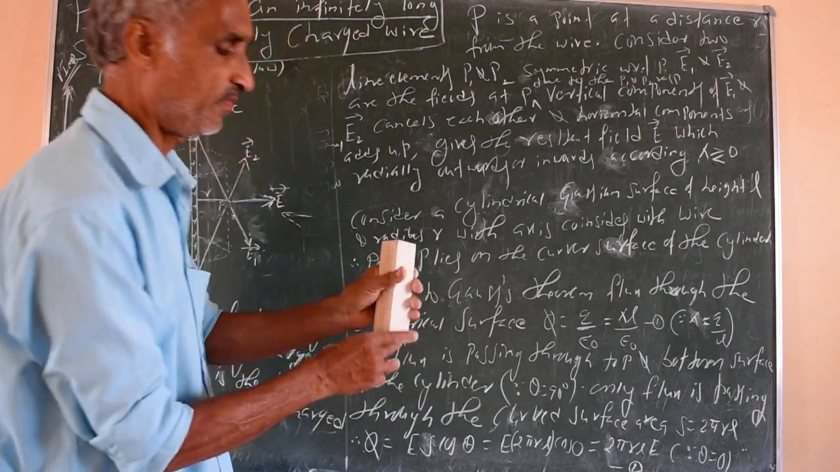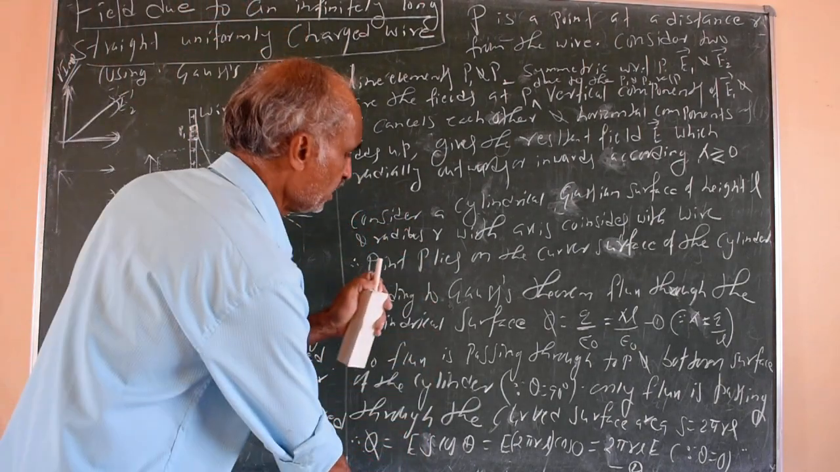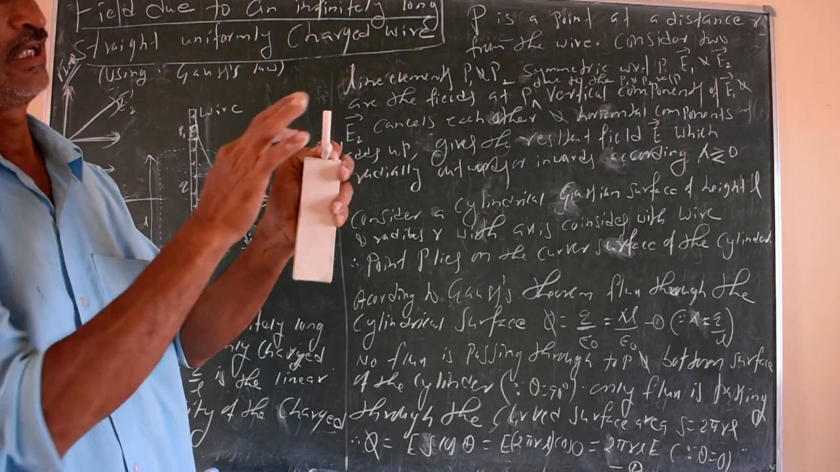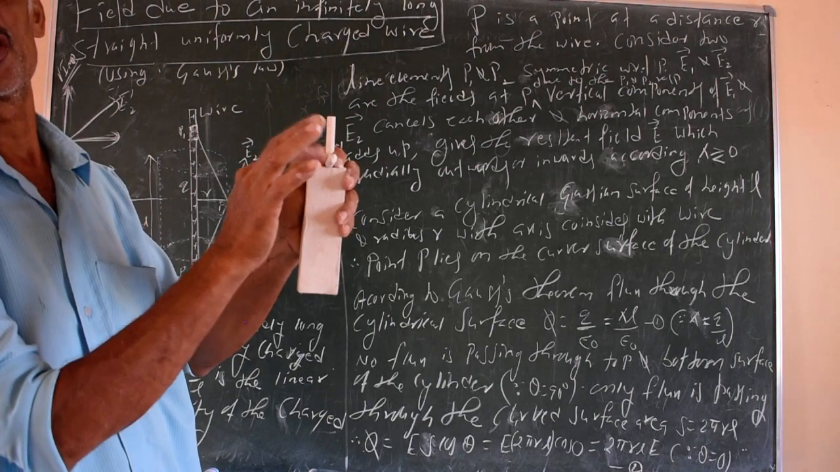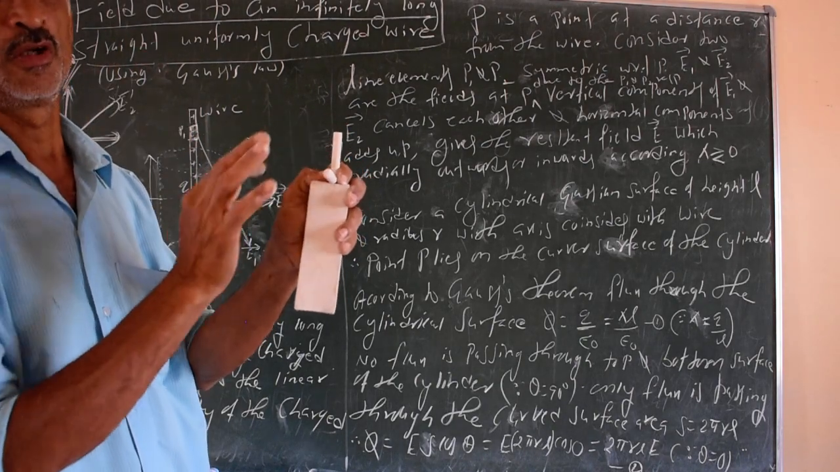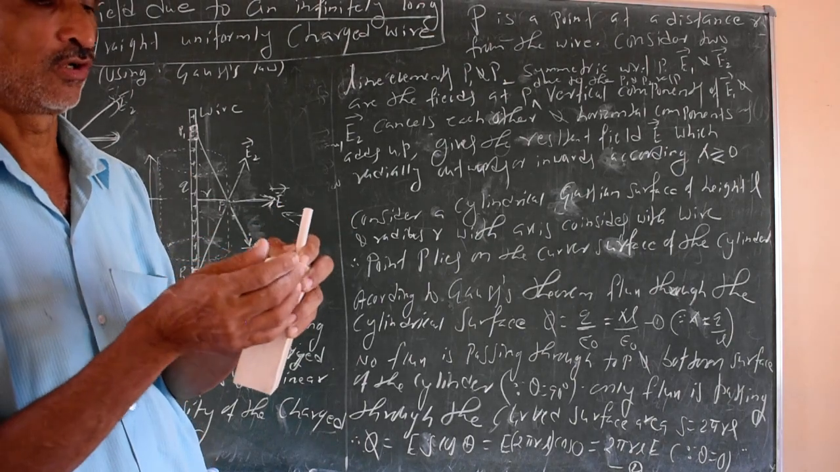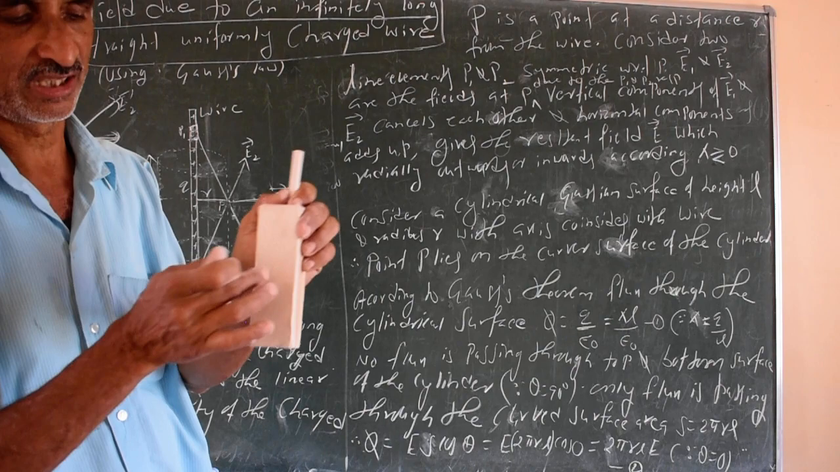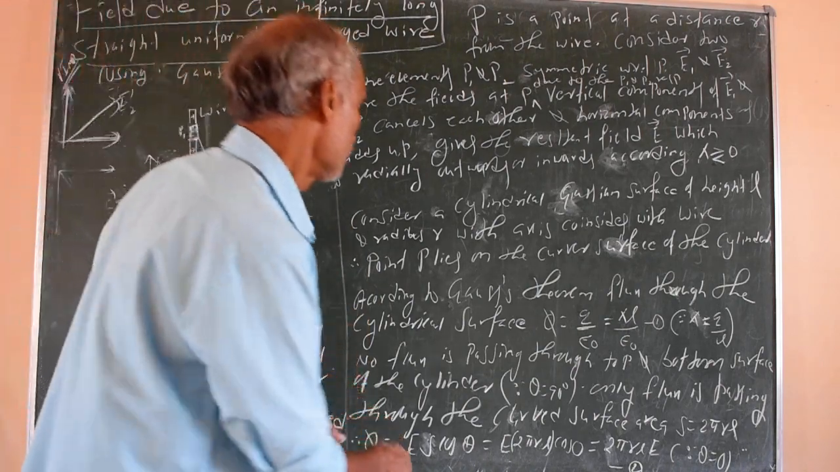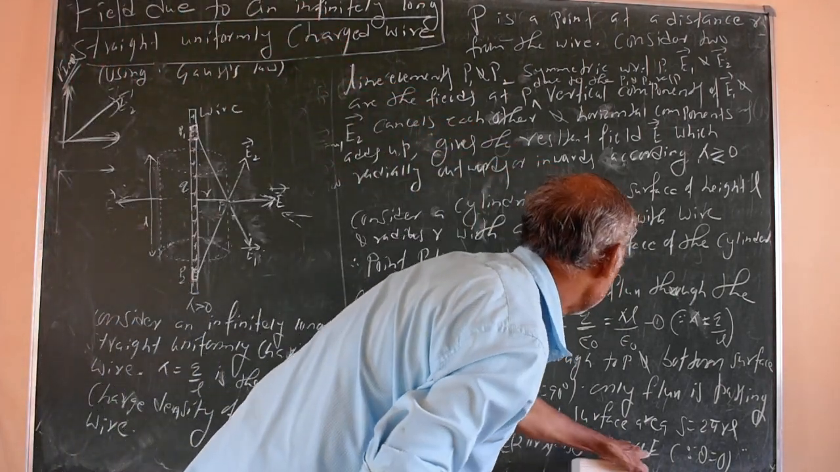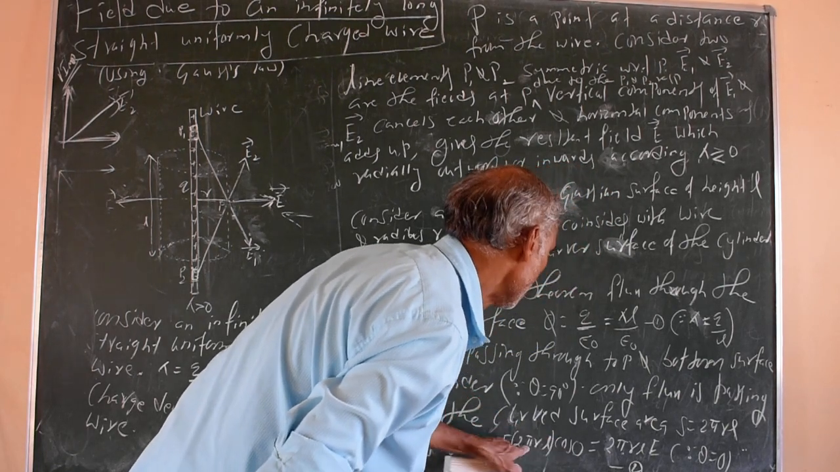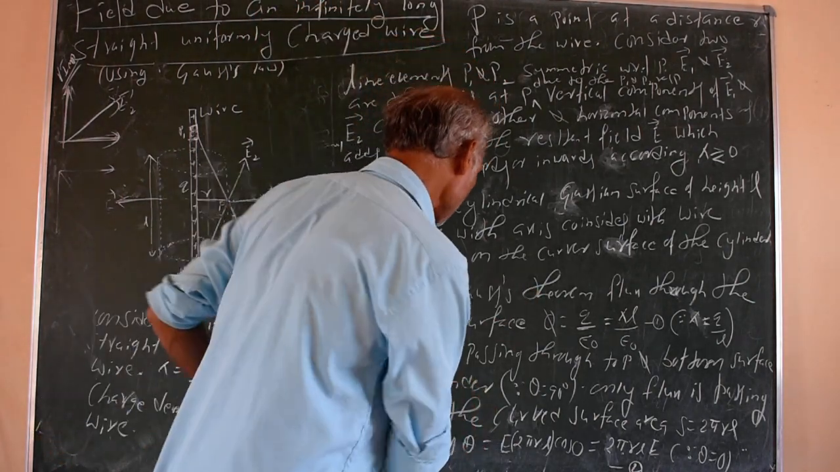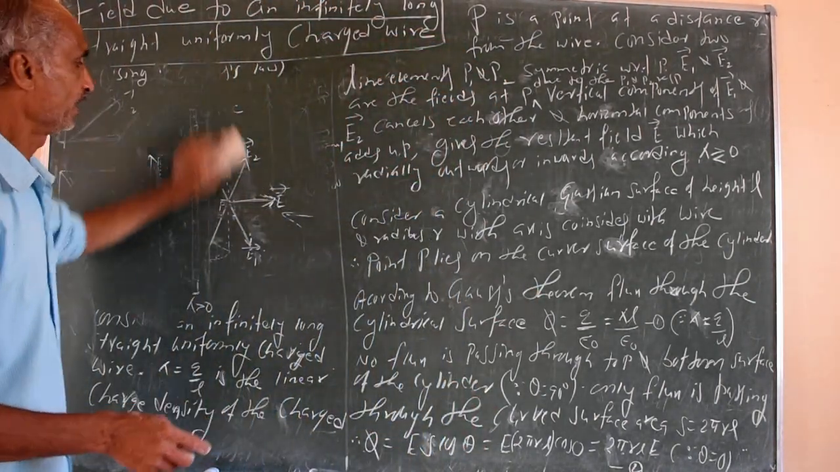For the top and bottom surface, the normal is like this and the field is like this. This is the top surface, this is the bottom surface. The angle between this normal and the field direction is 90. Therefore, no flux, because E S cos 90, and cos 90 is 0. Field lines are not passing through the top and bottom, only through the curved surface. So phi is E into 2 pi R L, because cos 0 is 1. That's the end of the derivation.